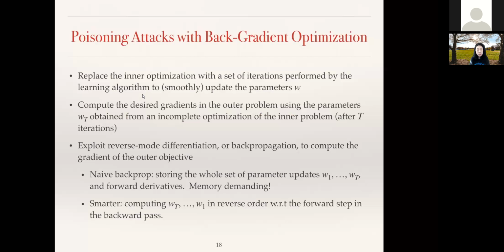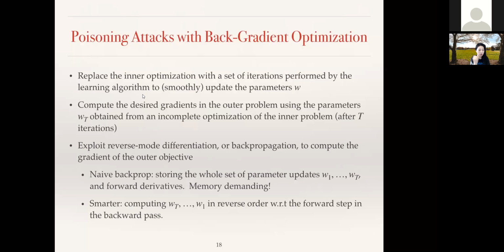In order to solve the problem of computational inefficiency, they basically said, I don't want to solve the inner minimization. Instead, I want to replace the inner optimization with a set of iterations. So it's like an incomplete solver of that minimization. Just replace it with a set of iterations.